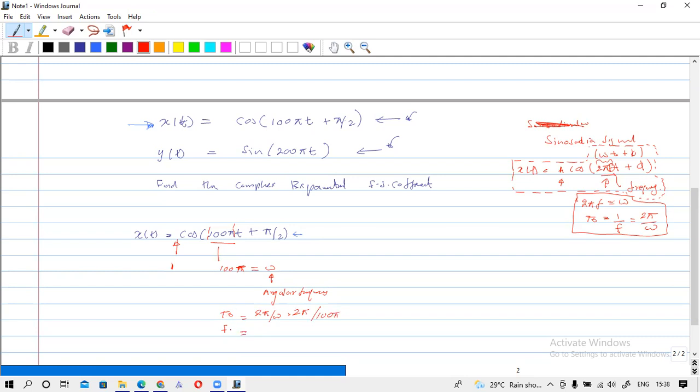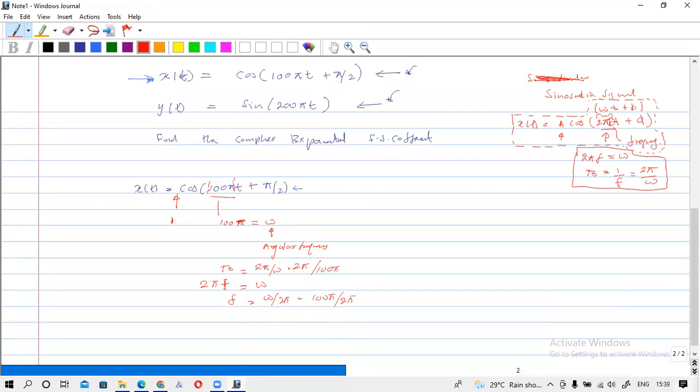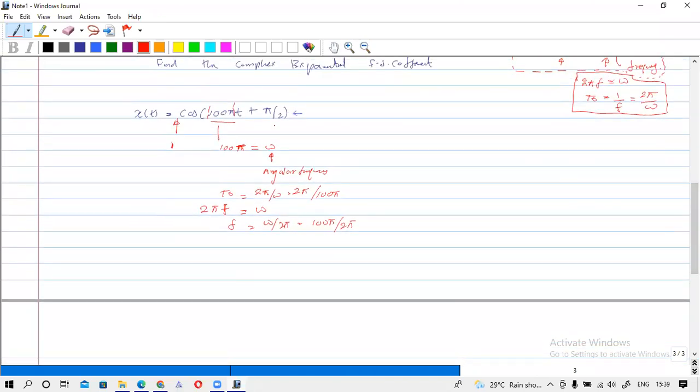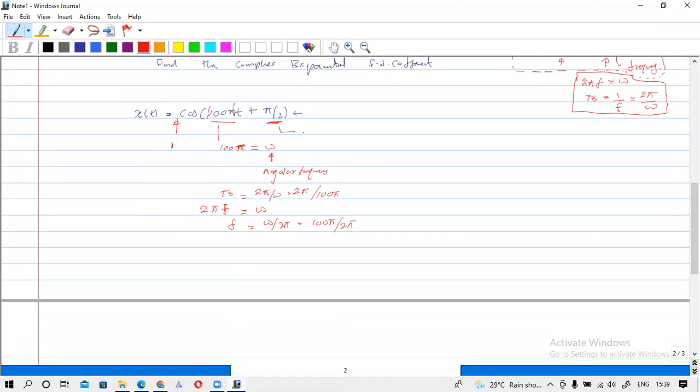And if you want to find f, what is f? So you know that 2πf is equal to omega. So f is equal to omega by 2π. That is, omega is 10^5 divided by 2π. Okay, so you should be familiar with this type of representation, this type of value. So this is your phase shift. The phase shift is 5/2.